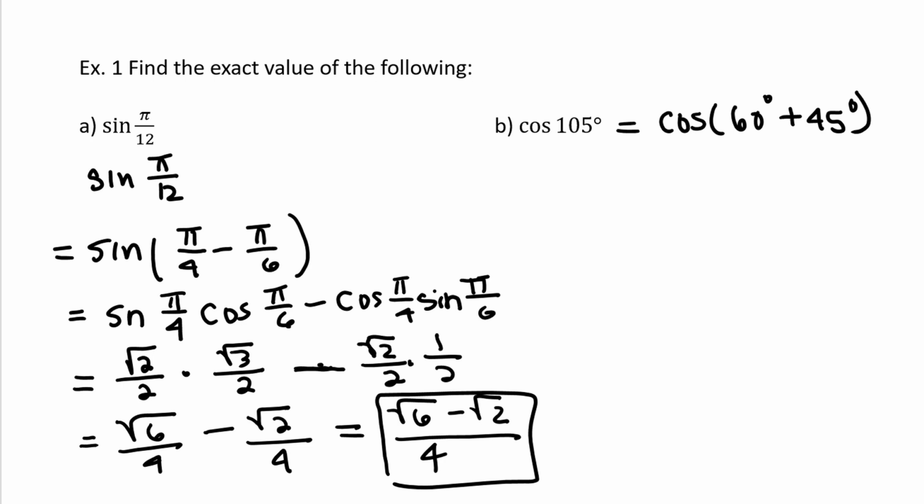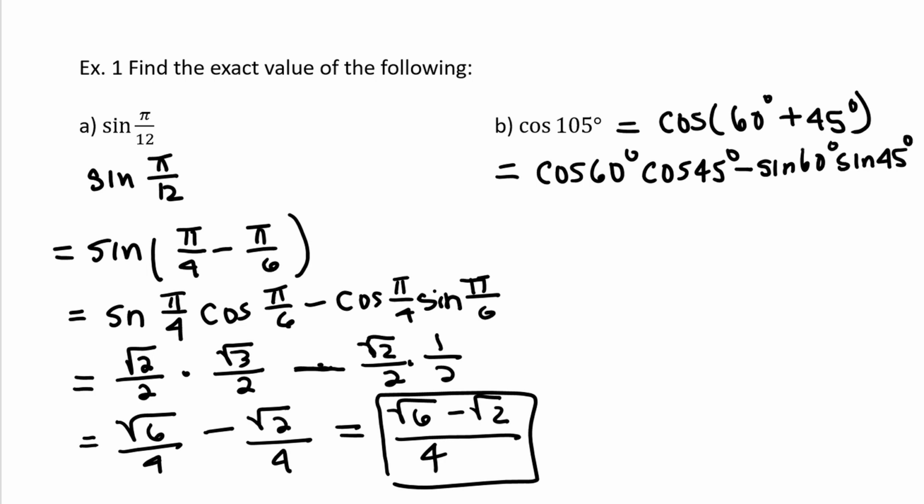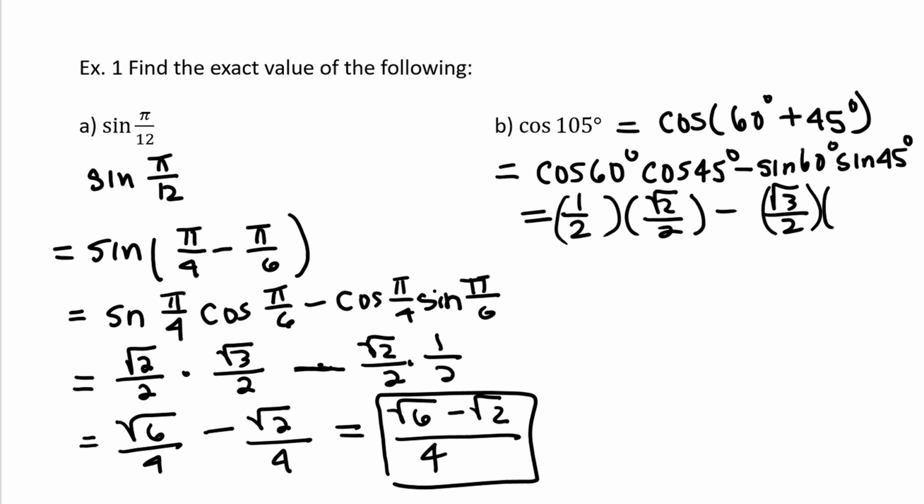Now let's use the difference formula for the cosine. So this will be equal to the cosine of 60 degrees times the cosine of 45 degrees minus the sine of 60 degrees times the sine of 45 degrees. Now let's replace each of those trig functions with their exact values. The cosine of 60 degrees is 1/2. We'll multiply that to the cosine of 45 degrees, which is square root of 2 over 2, minus the sine of 60 degrees, which is the square root of 3 over 2, and we'll multiply that to the sine of 45 degrees, which is the square root of 2 over 2.